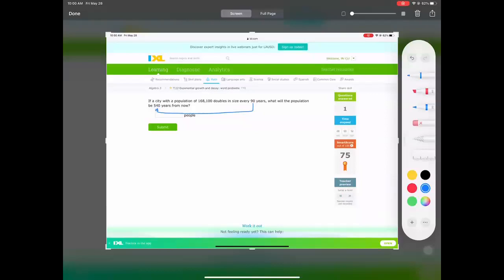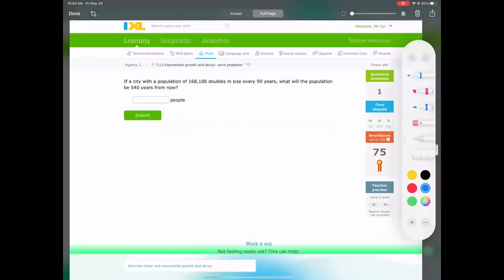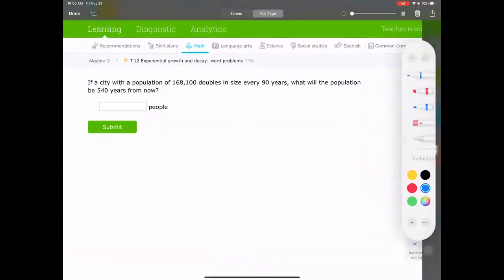So the problem says a city has a population of 168,100 that doubles every 90 years. What's the population after 540 years? Well, how many times are we going to double? Well, to get from 90 to 540, it's just 540 divided by 90. That's going to be 9 times 6 is 54. 6 times. So this population will double 6 times over to get from our current population of 168,100 to 540 years.